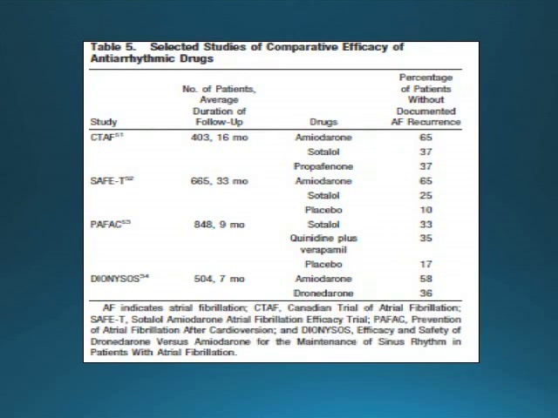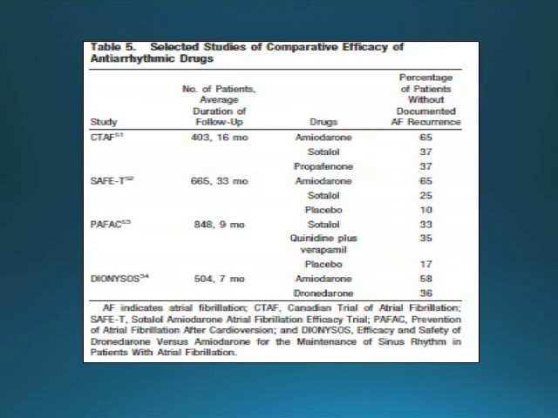The names of some medications that we use to do these kinds of things. And this is how effective they are: the percentage of patients without documented atrial fibrillation recurrence at some time, at 8 months, at 1 year, at 1.5 years. It's not forever. It's at a limited time.